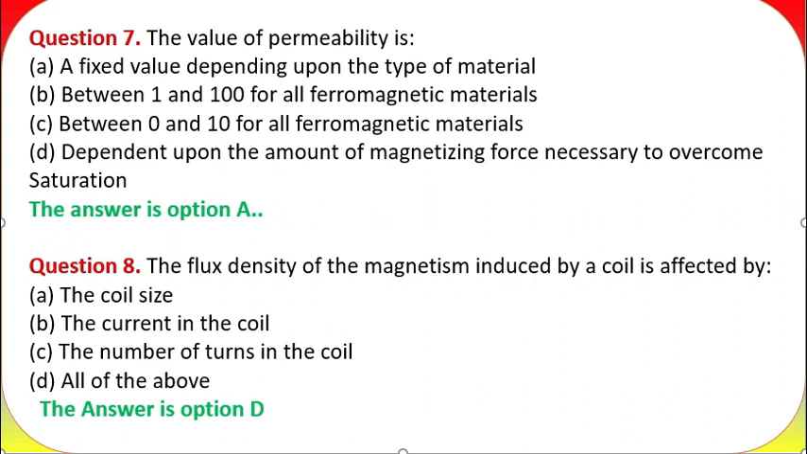Question 8. The flux density of the magnetism induced by a coil is affected by: A. The coil size. B. The current in the coil. C. The number of turns in the coil. D. All of the above. The answer is option D.